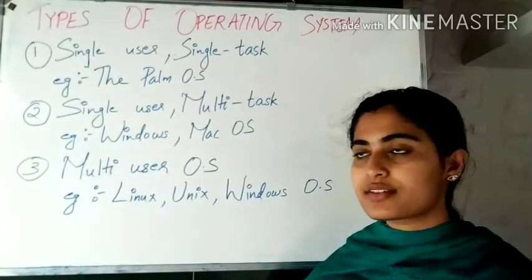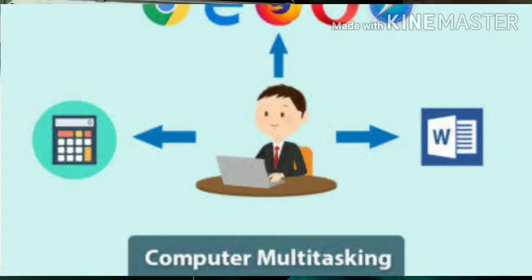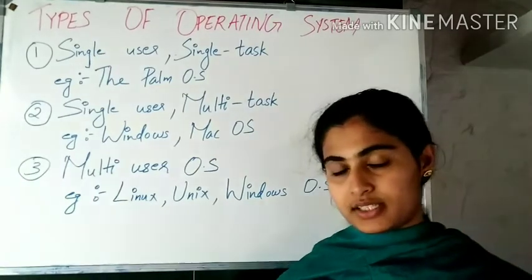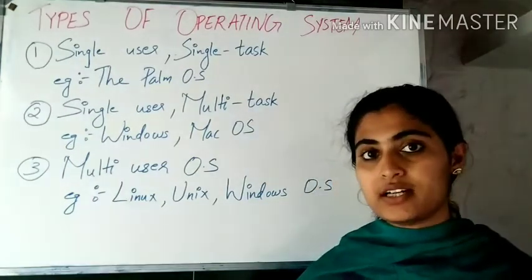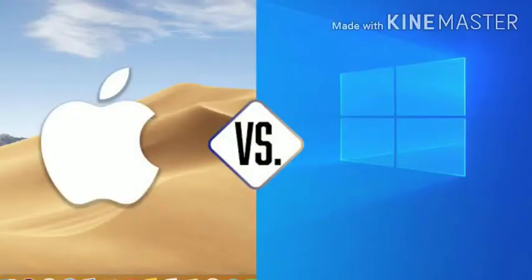And second one is single user multitask. That is, only one person is allowed to use the computer at a time, but he can do multiple tasks. For example, a person can type something inside the MS Word. At the same time, he can listen to music. At the same time, he can download a movie from YouTube. That is, a person can do 3 activities at the same time. That is single user multitask. Examples are Windows and Mac operating system.